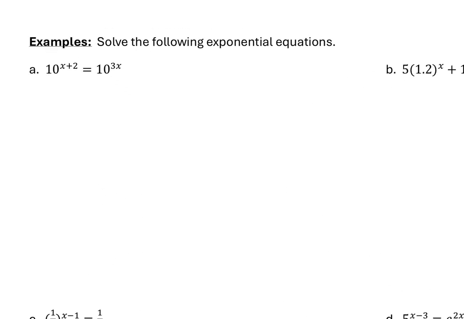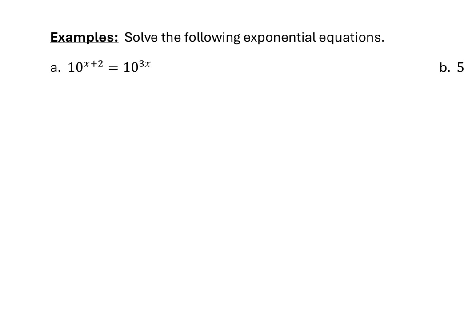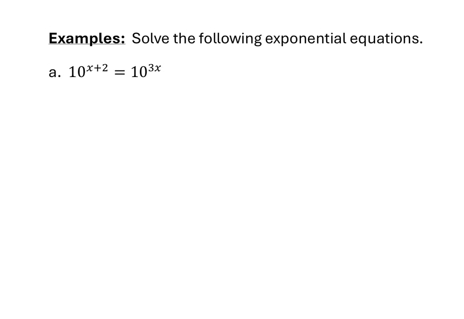All right, we're going to start off relatively easy. The first one that we have is 10 to the x plus 2 equals 10 to the 3x. And for this one, we can go ahead and use our property of exponential equality. Our bases are the same, and so we can go ahead and cancel them and solve the resulting equation.